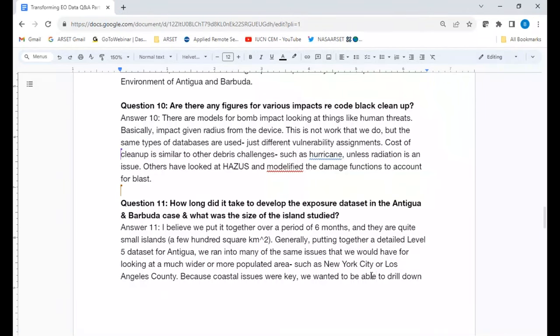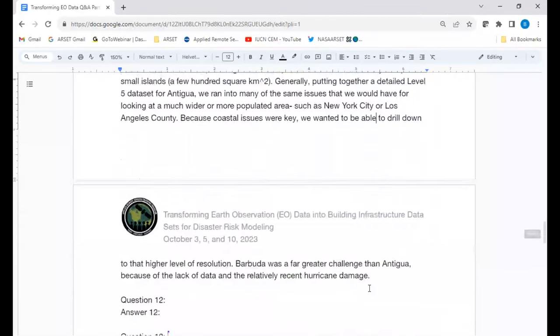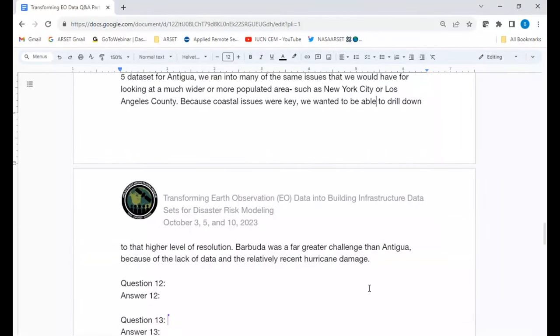Generally, putting together a detailed level 5 data set for Antigua, we ran into many of the same issues that we have for looking at a much wider or more populated area, such as New York City or Los Angeles County. Because coastal issues were key, we wanted to drill down to that higher level of resolution. Barbuda was a far greater challenge than Antigua because of the lack of data and the relatively recent hurricane damage. These are all great questions.